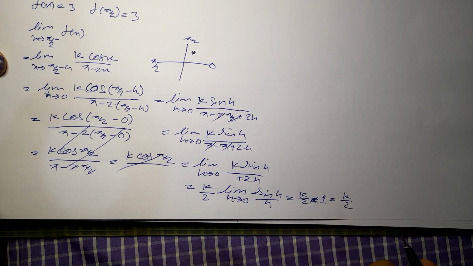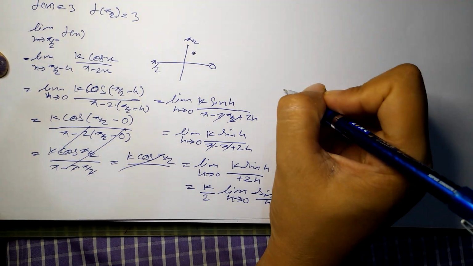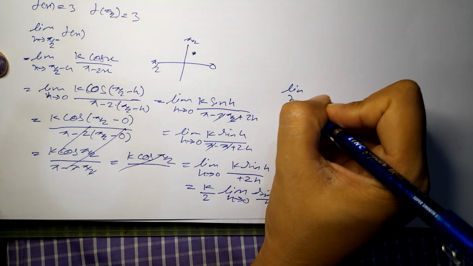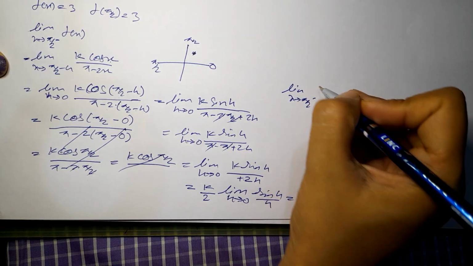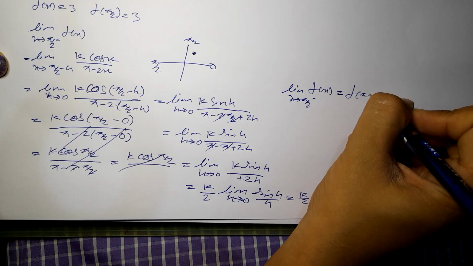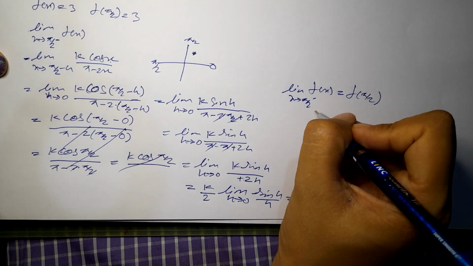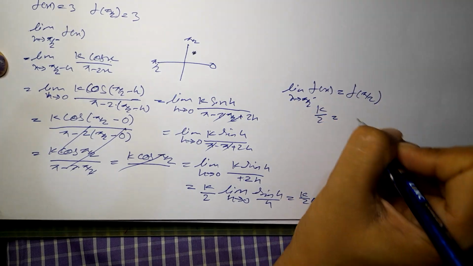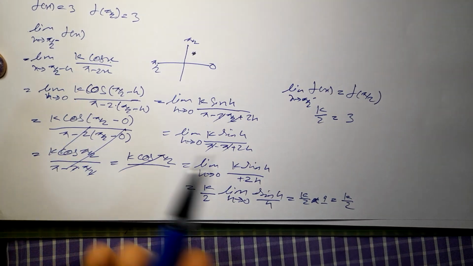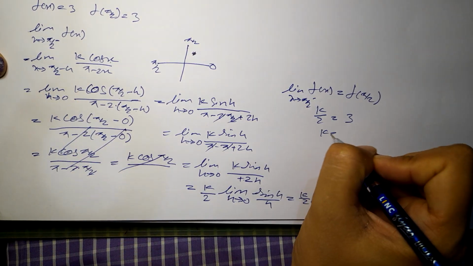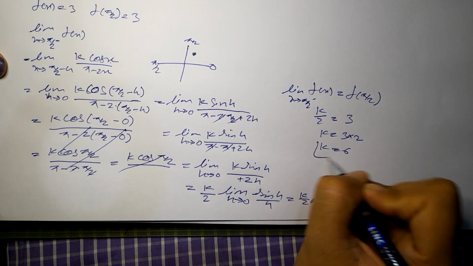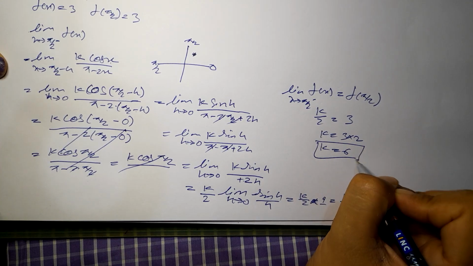This is the k by 2, and we know that we are going to take the left hand limit x tends to pi by 2 minus f of x is equal to f of pi by 2, because it's already mentioned it is continuous. So k by 2 is equal to, we got 3, already f of pi by 2 is 3. So we need the value of k is equal to 3 into 2, that is k is equal to 6. So this is the required value of k.